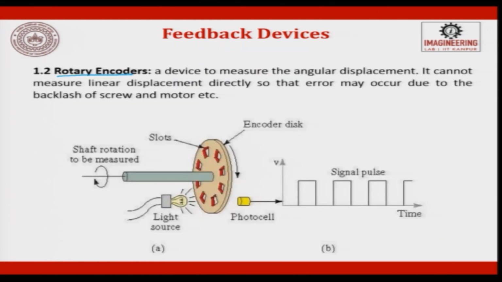This linear transducer falls under positional feedback devices. You also have rotary encoders. Linear encoders will always occupy a lot of space, and rotary encoders are compact. Rotary encoders are devices to measure angular displacement. They cannot measure linear displacement directly, so an error may occur due to the backlash of the screw or the motor. It rotates, finds out, and then the measurement gets converted from rotary to linear. So, this is the compact type and these encoders are used.